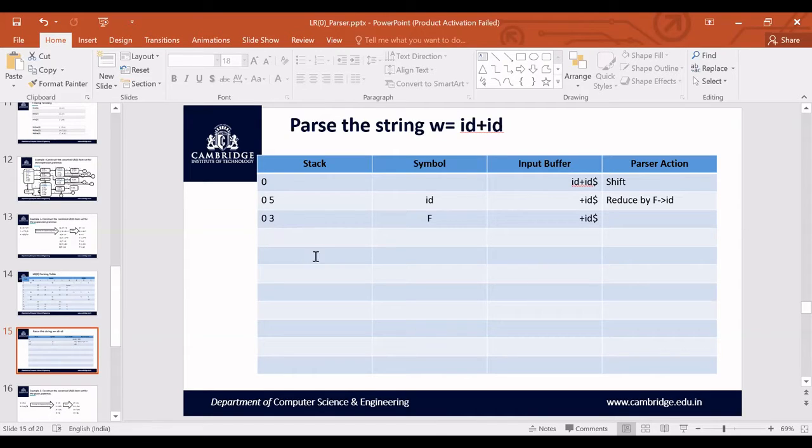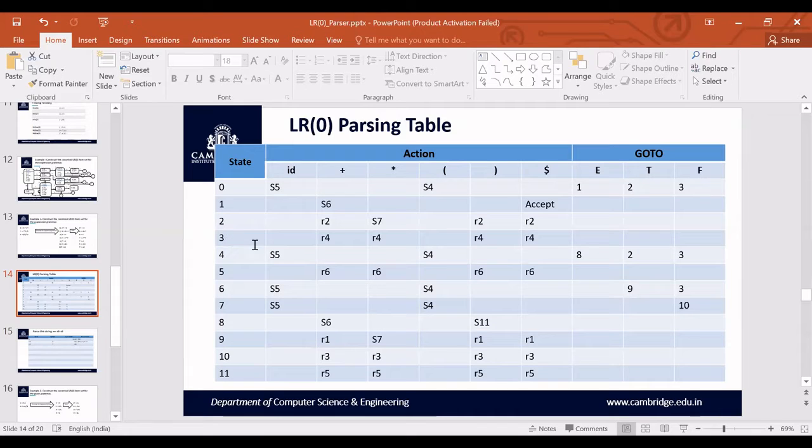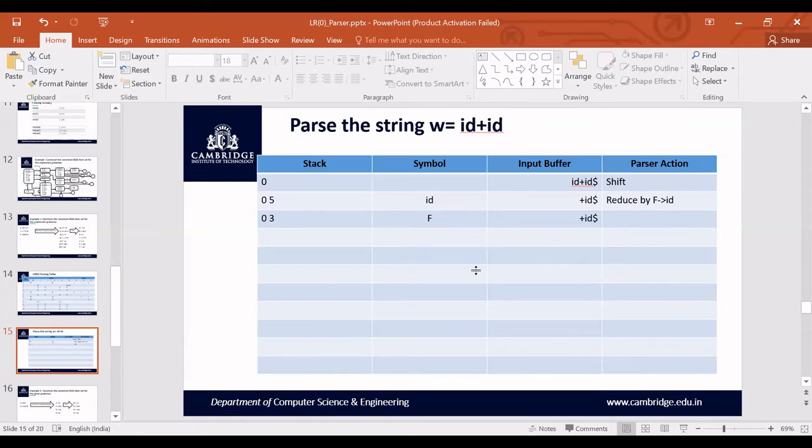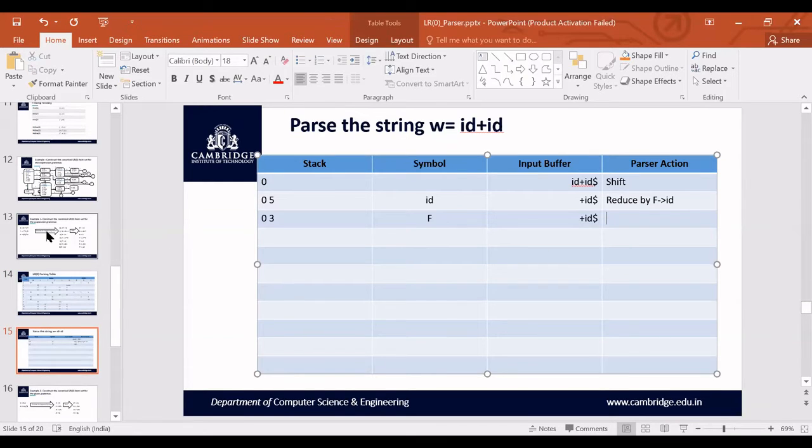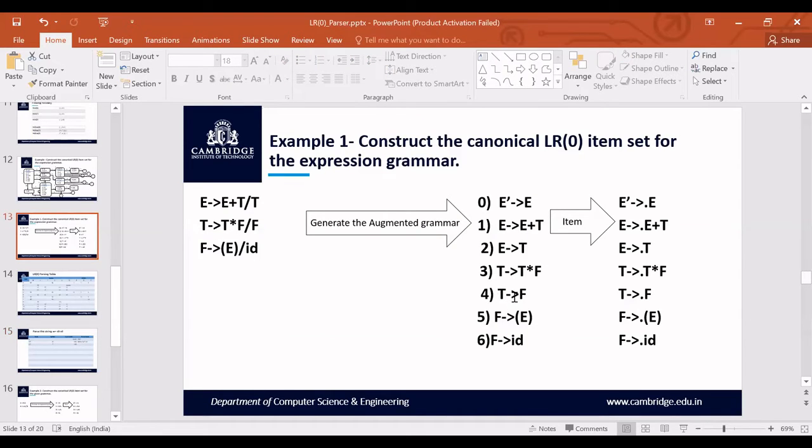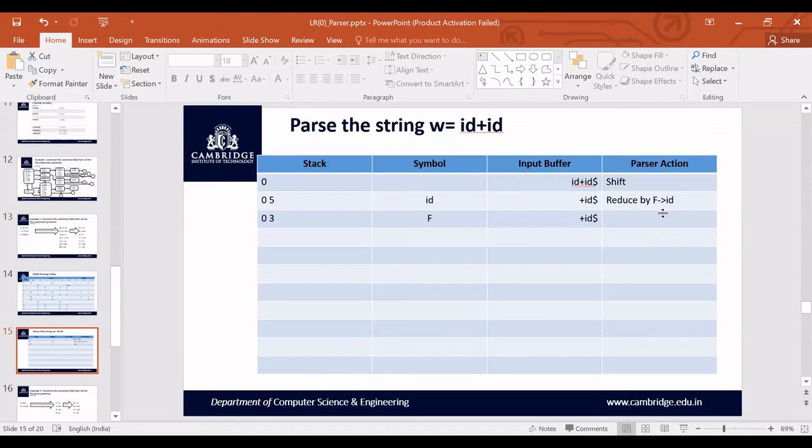Now I am supposed to check what is 3 on plus. What is there on the stack top now? After reduction, there is state 3 on the stack top. Now take a transition of 3 on plus. Check the parsing table. It is R4, a reduction state. What is the fourth production? T derives F. So I am reducing or replacing F with T.